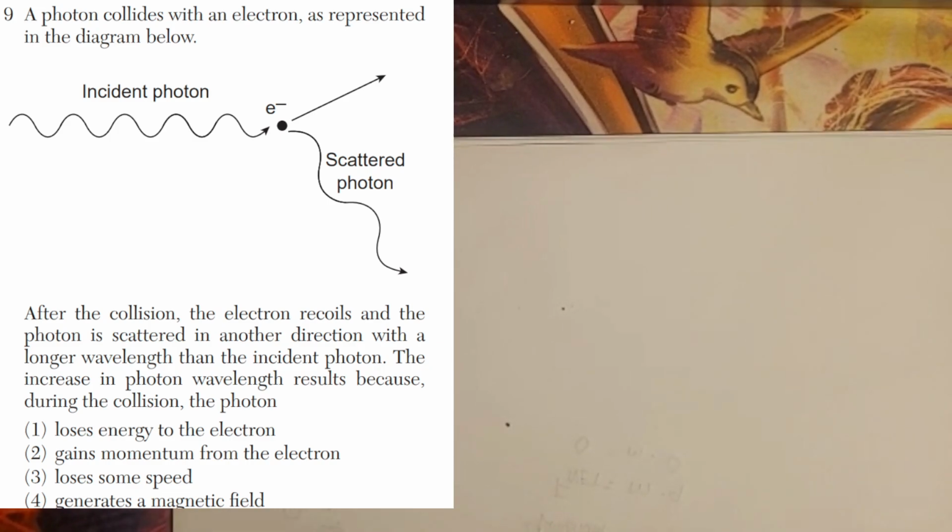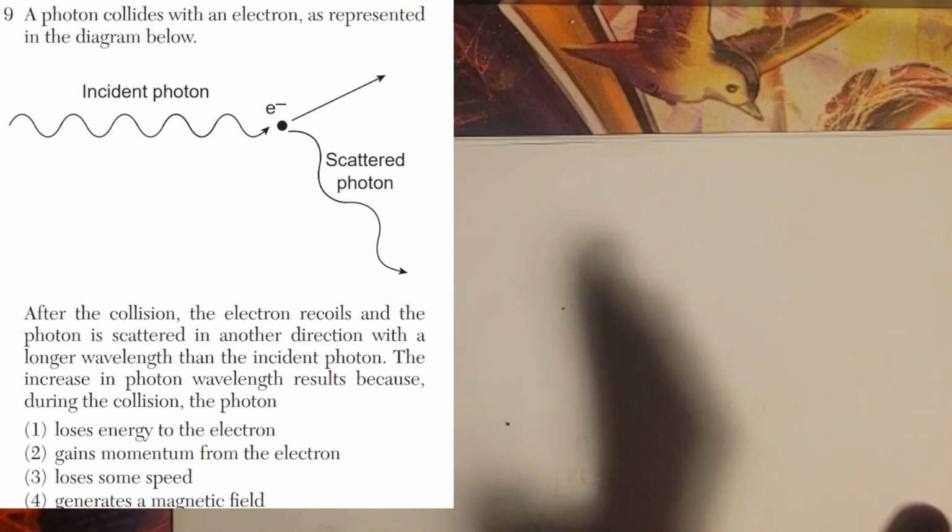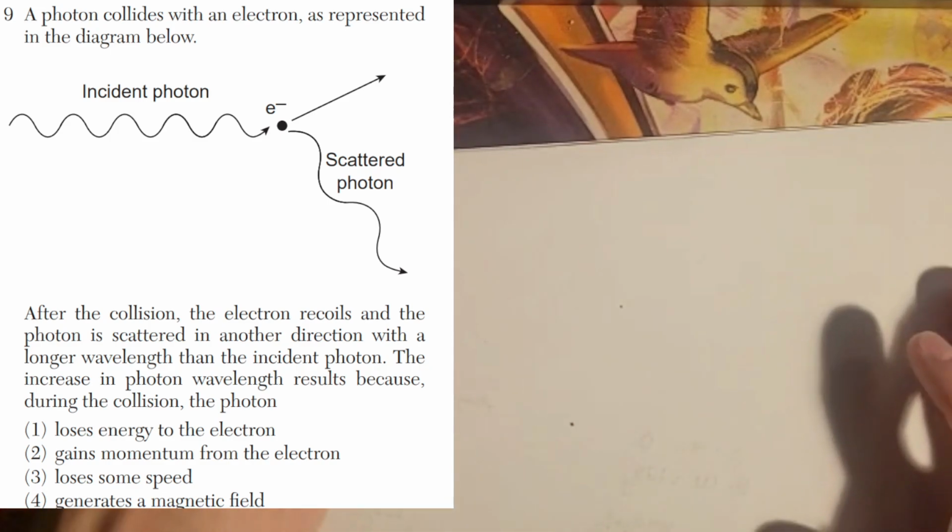A photon collides with an electron as represented in the diagram below. After the collision, the electron recoils and the photon is scattered in another direction with a longer wavelength than the incident photon. The increase in photon wavelength results because during the collision, the photon blank. Well, let's look at our options first, actually. It says it loses energy to the electron, it gains momentum from the electron, it loses some speed, or it generates a magnetic field. Let's think about what we mean in terms of wavelength and photons here, right?